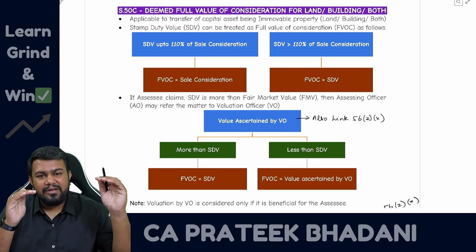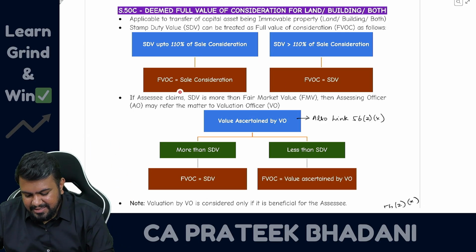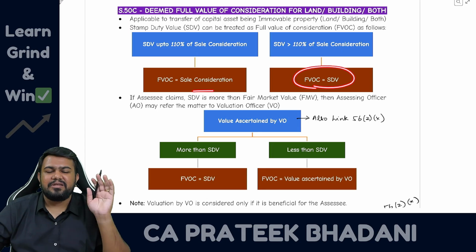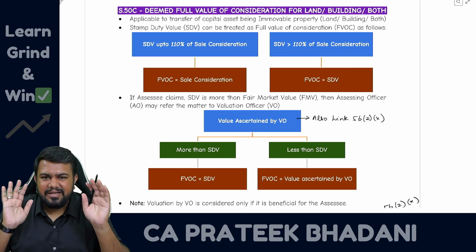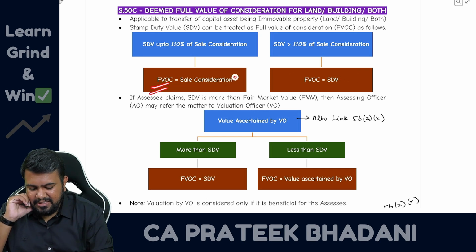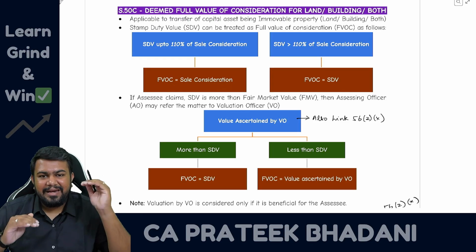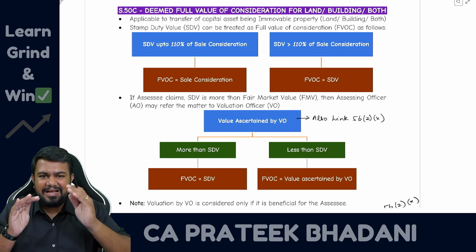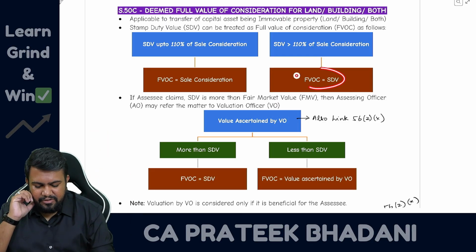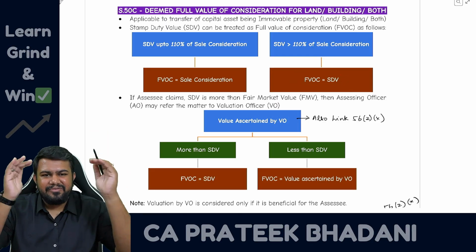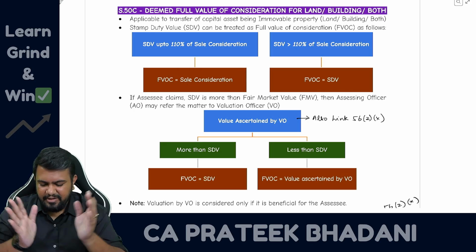If stamp duty value is more than 110% of sale consideration, then you have to consider stamp duty value as the full value of consideration. But if stamp duty value is within 110% of sale consideration, then full value of consideration can be taken as sale consideration itself. So what did I say? You have to take 110% of sale consideration, compare with stamp duty value. If it is still higher, take stamp duty value as full value of consideration. But if it is within the 110%, then take sale consideration itself as the full value of consideration.